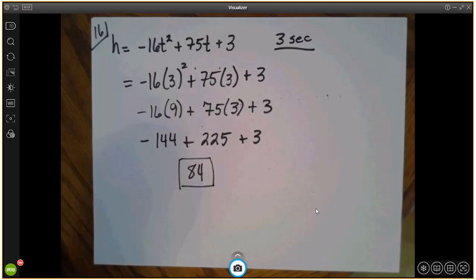And that was all the questions that were sent to me today. That was out of 6.1. Number 6, number 13, number 14, number 15, and 16. Hope that helps.